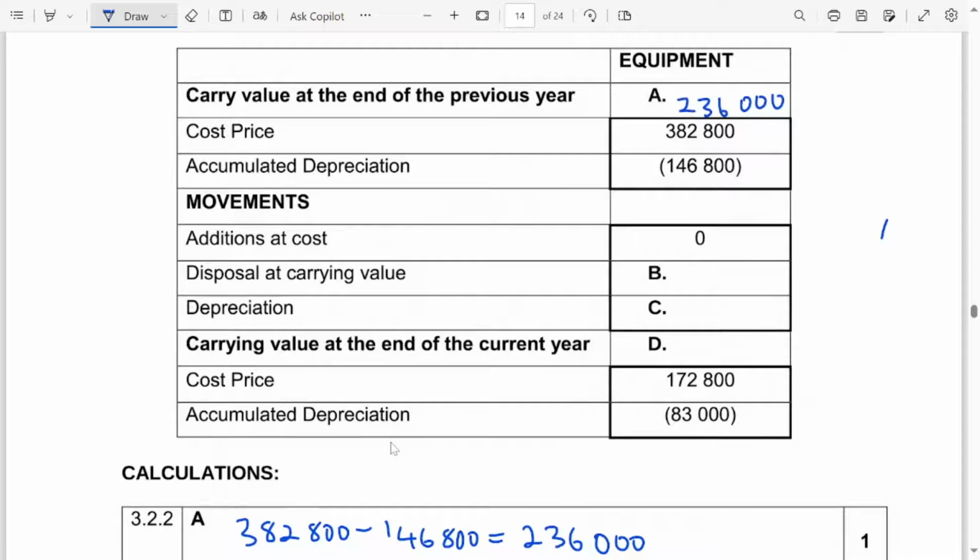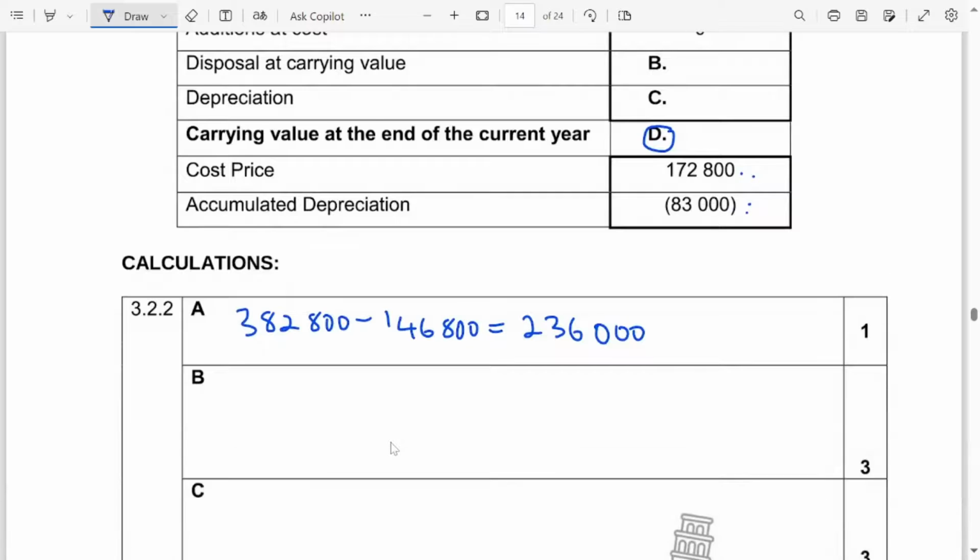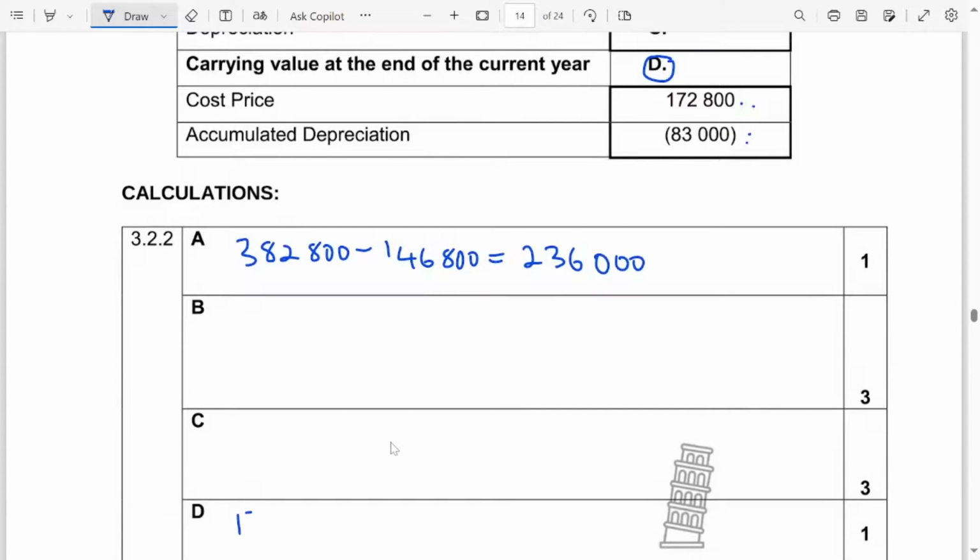Then we don't have the addition. And they gave us the cost price and the accumulated depreciation at the end, so you can find the carrying value at the end by saying 172,800 minus 83,000. That is going to be 89,800.